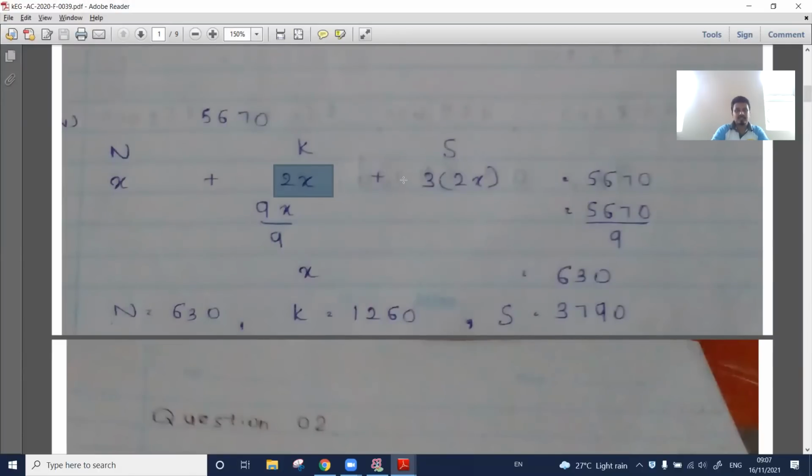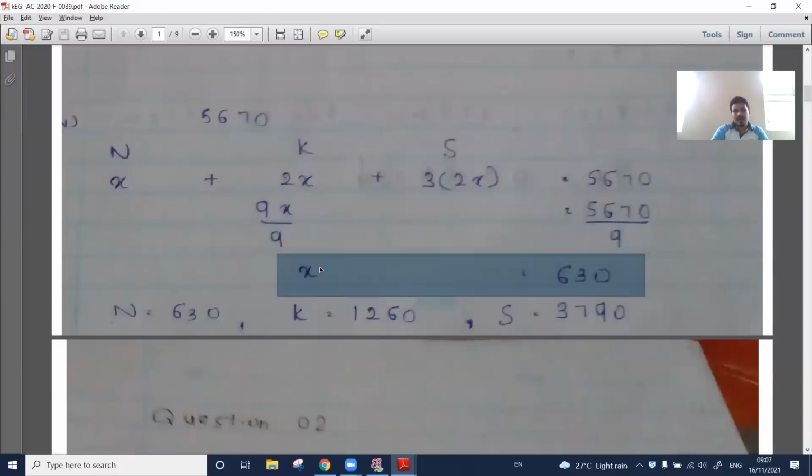6x. Right? So x plus 2x plus 6x should be equal to 5,670. Here, x plus 2x plus 6x means what? 9x. So 9x equals 5,670. Right? We need to divide both sides by 9. Then we can get the x value as what?